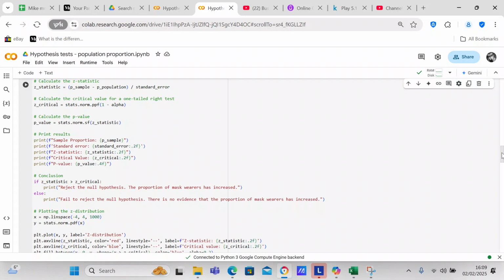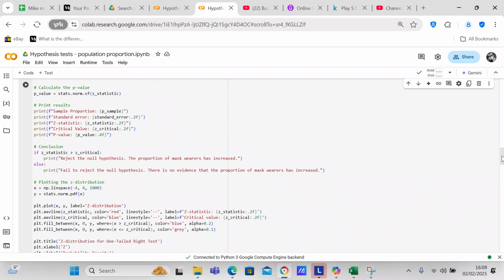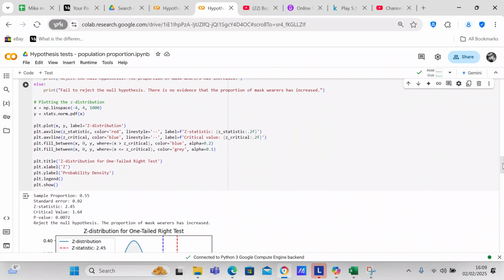Now we're going to calculate the critical value for a one-tailed right test. Z critical equals stats.norm.ppf of 1 minus alpha. So that's going to be 1.64.